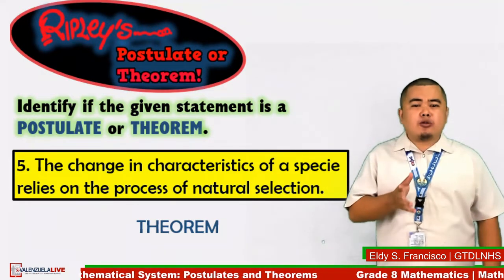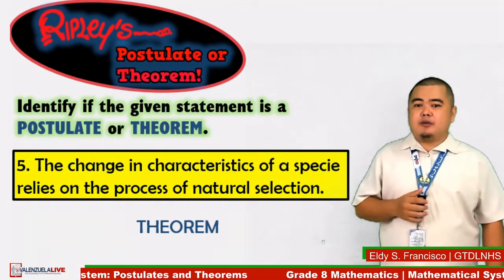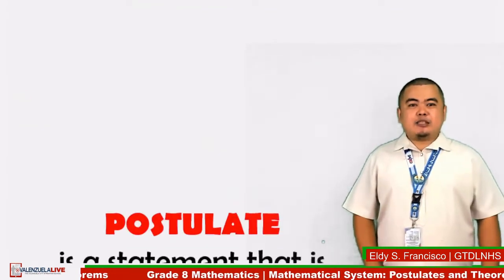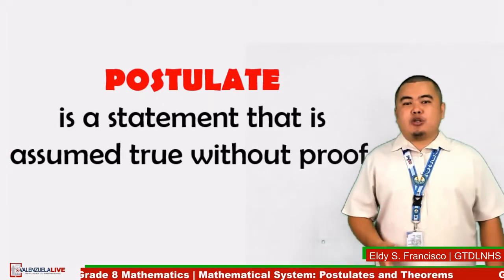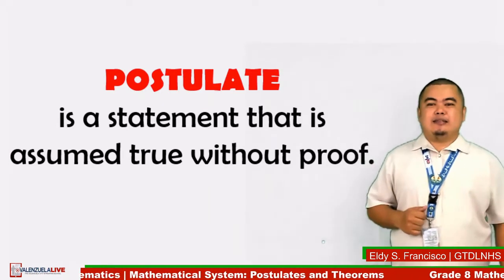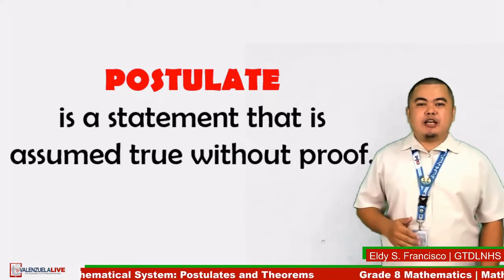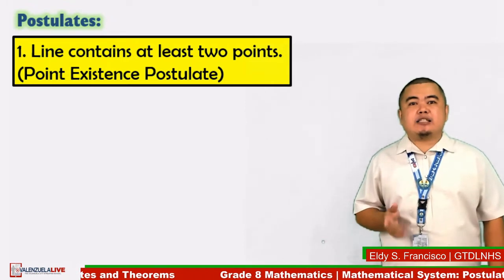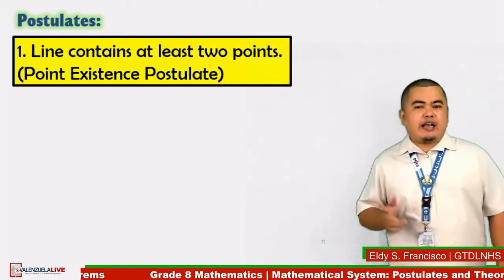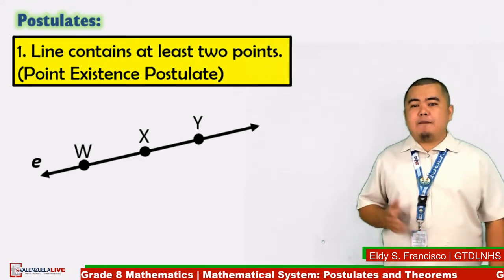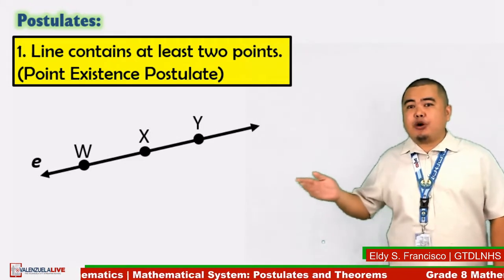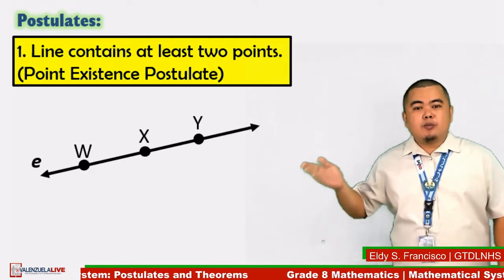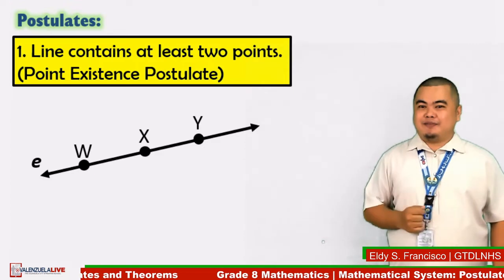Now that you know how to distinguish postulate from theorem, we will now proceed to our lesson proper. At this point, let us illustrate postulates mathematically. So, let us begin. Postulate 1. A line contains at least 2 points. For the illustration, we have line E containing point W, point X, and point Y.